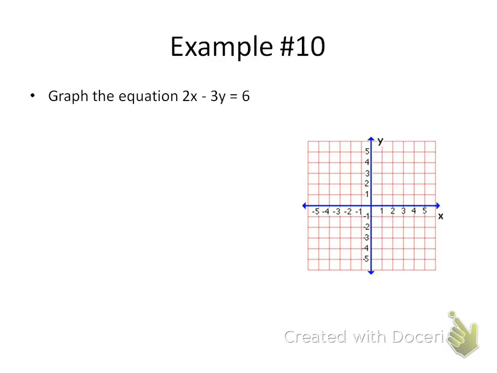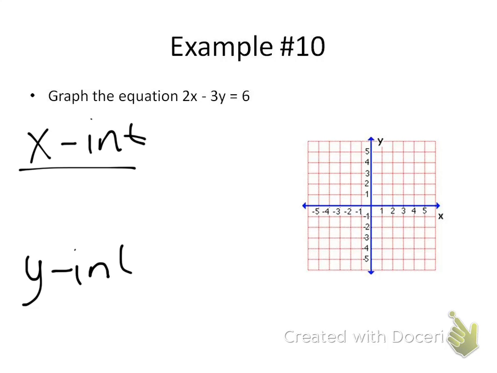Alright, so I showed you both methods on the last one. Do you guys prefer one over the other? Anyone have a preference? Intercepts. Alright, good. I take requests. So I'm going to do the intercepts method here. So I need to find the x-intercept. I need to find the y-intercept. Graph them both. Connect the line.